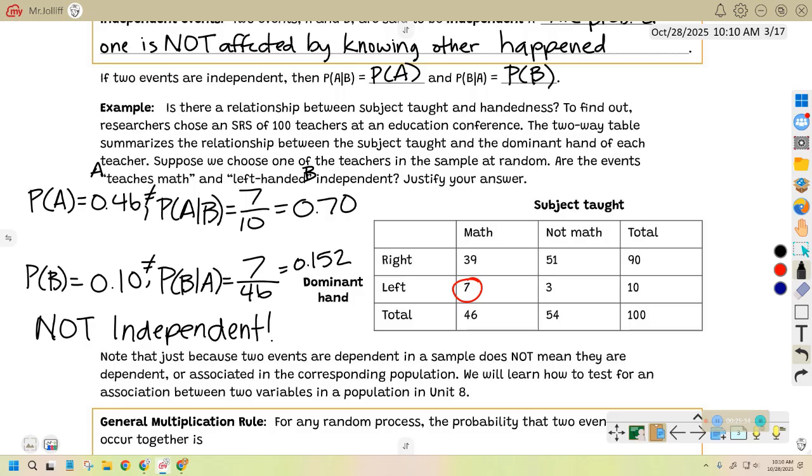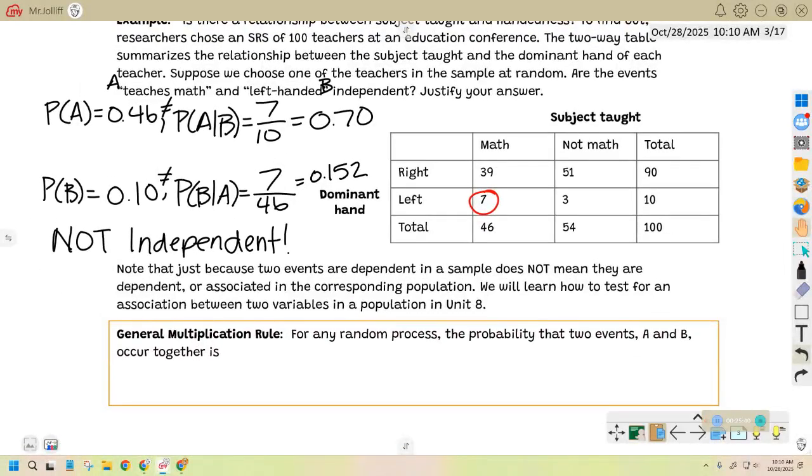An important note before we continue. Just because there is a connection between left-handedness and teaches math for this sample of 100 math teachers at this conference, does that mean that there is a connection between teaches math and left-handedness for all teachers in the nation? No. So we see a connection here for this sample.